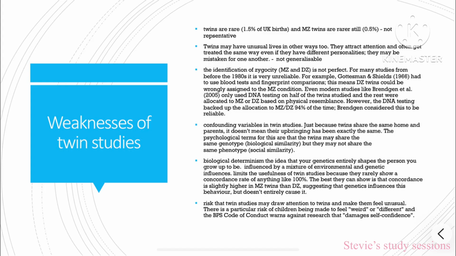For many studies, like Gottesman and Shields in 1966, they did blood tests and fingerprint combinations. However, they still didn't know if the MZ and DZ twins were actually MZ and DZ twins. 94% of the time, the allocation of MZ and DZ twins was right for Brendgen's study, and Brendgen considered this to be reliable enough.